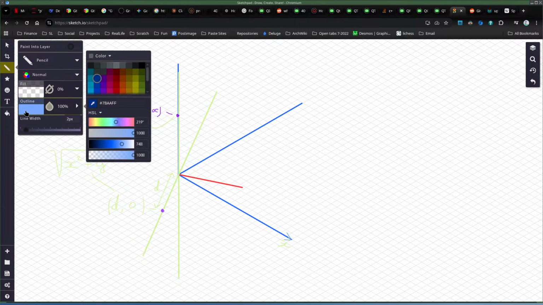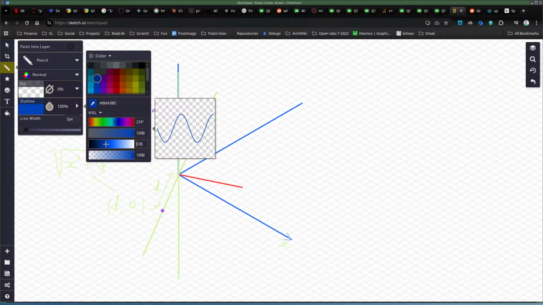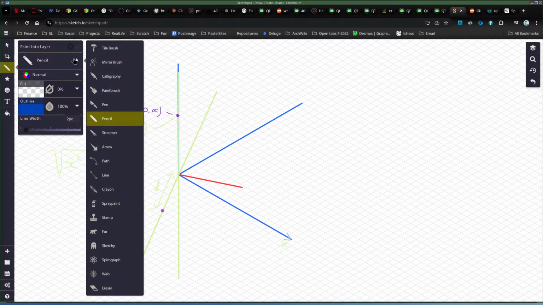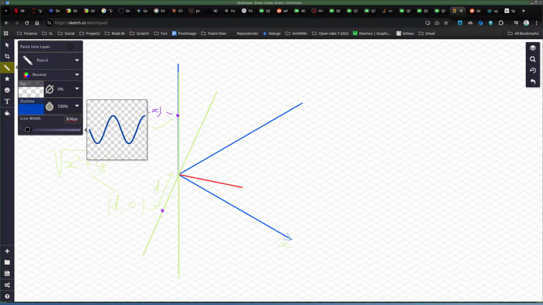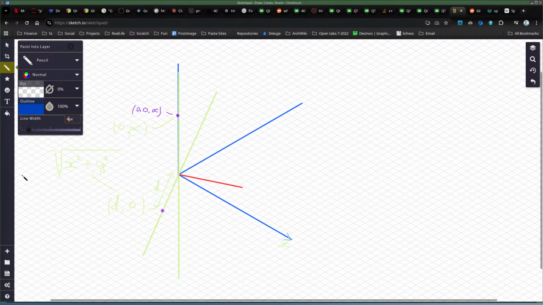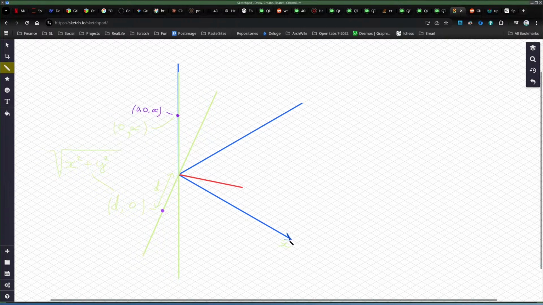Why is it so light? Give me something dark. That was the problem. I want something dark, and I want something more fat. It's too thin. Oh, line width here. Maybe it was 4 point or something. Now we're talking, a dark X.